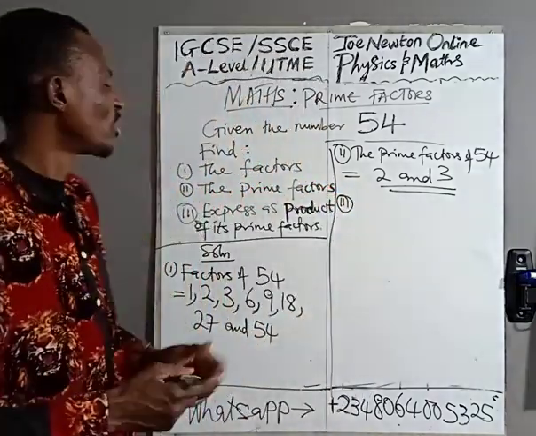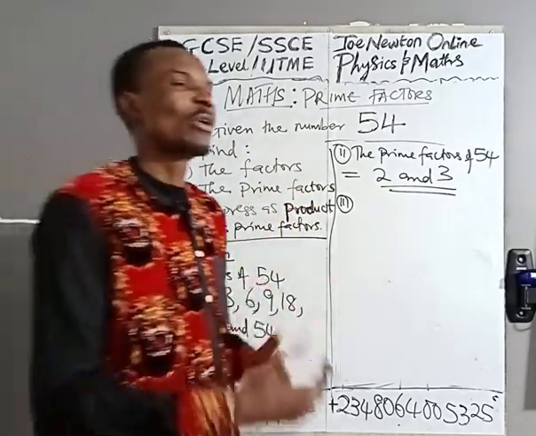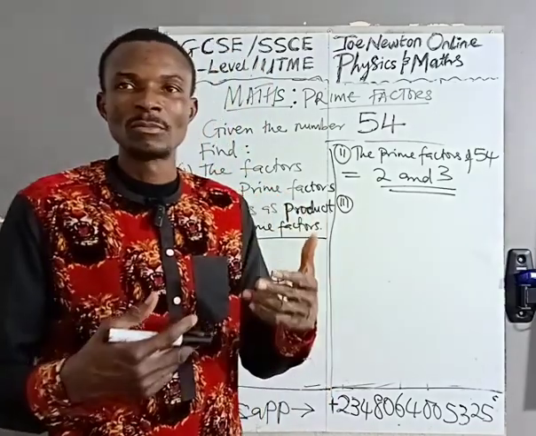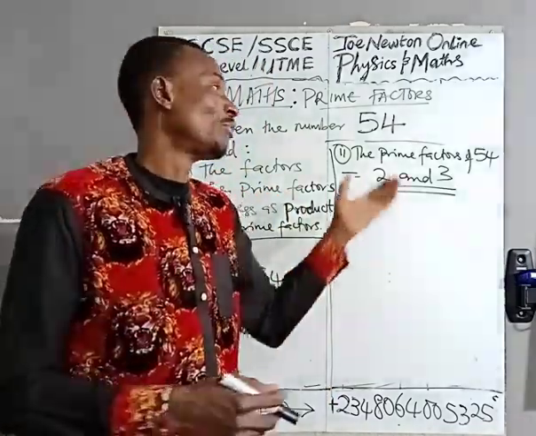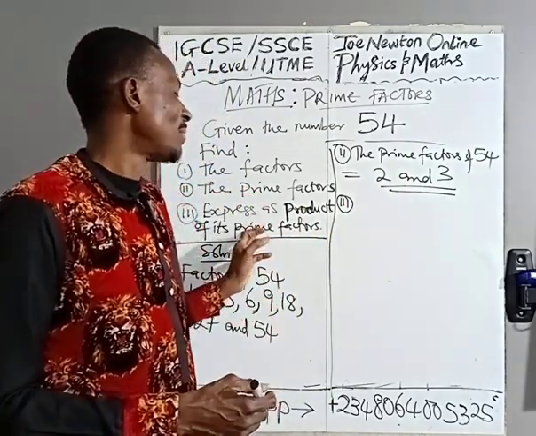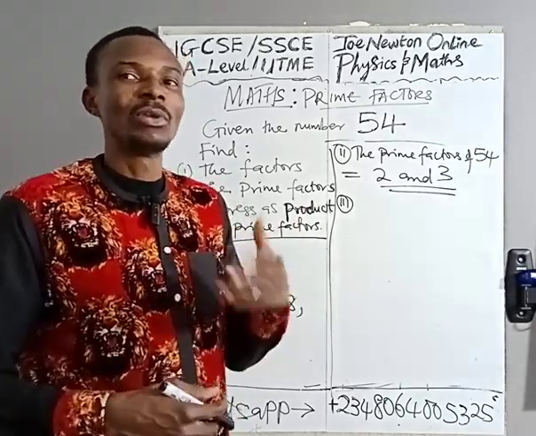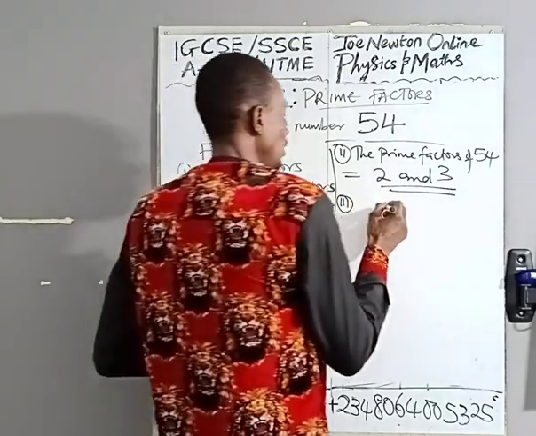The third one asks us to express 54 as a product of its prime factors. Product simply means multiplication. So what times what will produce 54? But not just any number. The question is emphatic. It's talking about prime. So the prime factors that can multiply to give you 54. How do you get it?